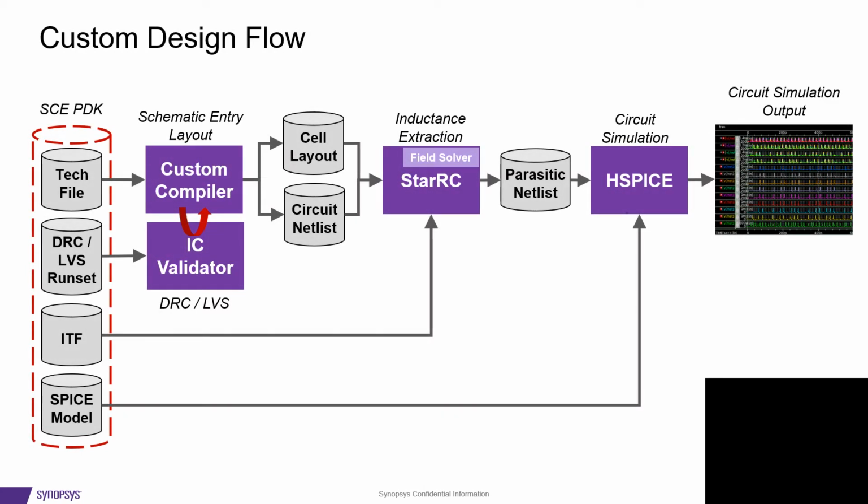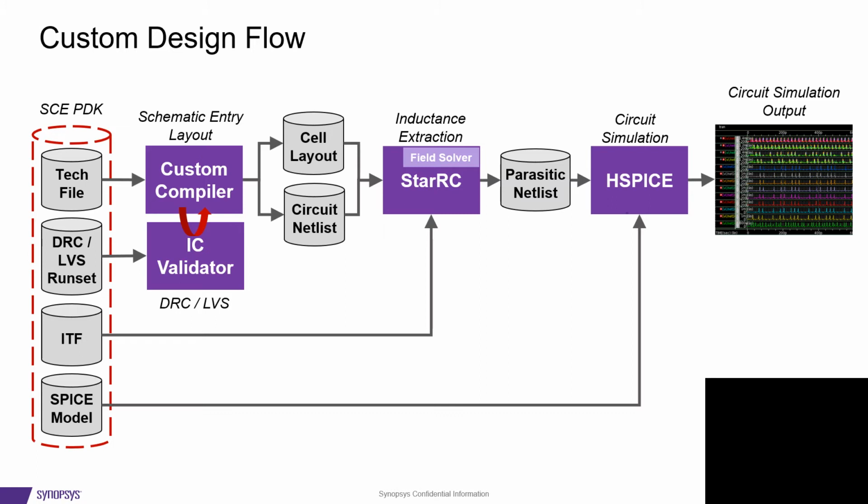So back to focus on the custom design flow. For a custom design flow, whether your end is a full circuit or a set of standard cells that will become a large library, you start with a technology file describing the design rules, describing the layers, describing the whole stack of the process. And you have run sets for design rule check, DRC, and LVS, layout versus schematic run set. You have the intermediate file that has data for fitting for extraction of capacitance, inductance, and resistance.